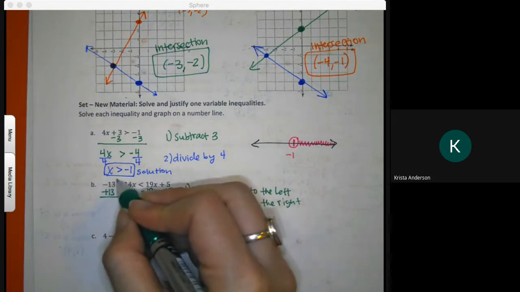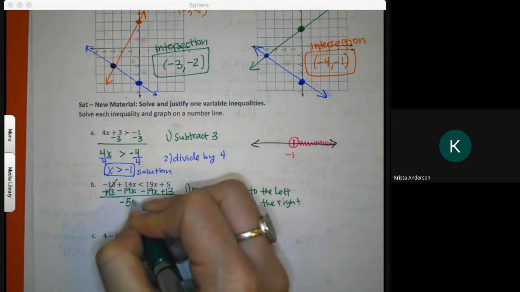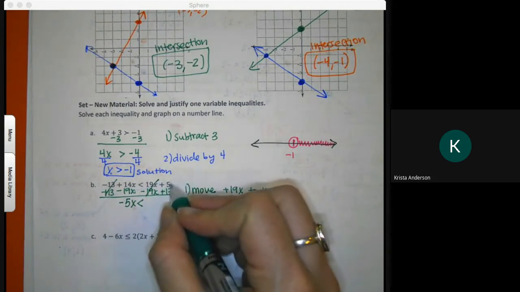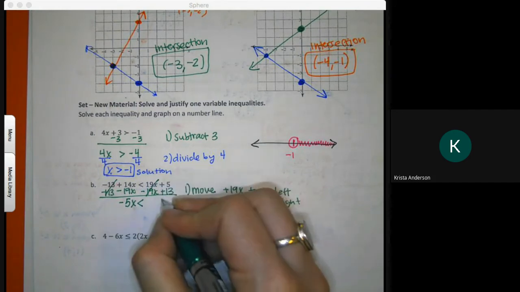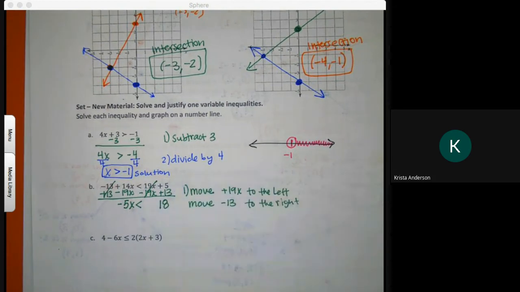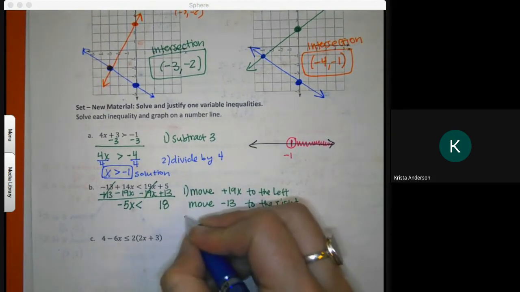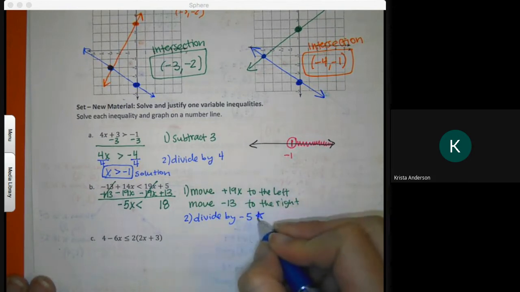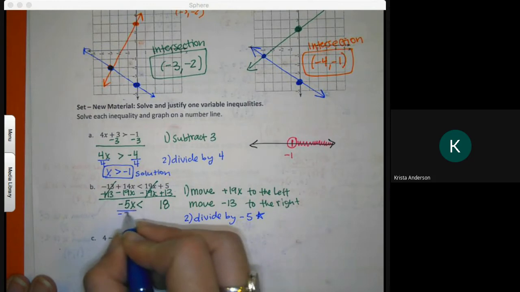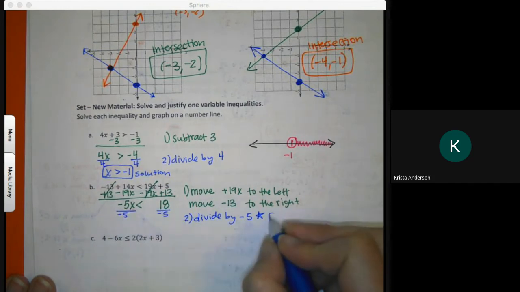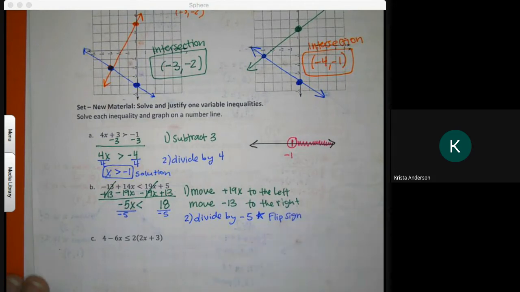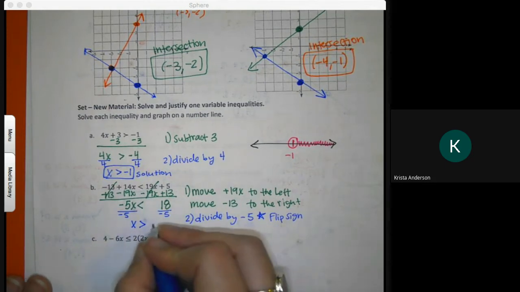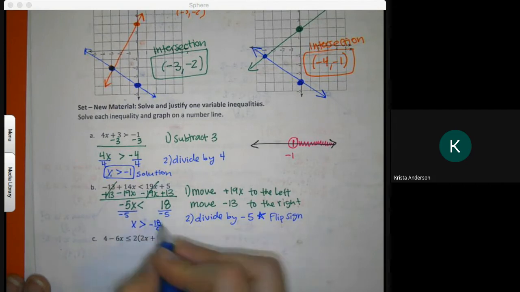That gives me, cancel, -5x bigger, or sorry, smaller, cancel 13, 14, 15, 16, 17, 18. My second step, I then divide by the -5. What do I have to do when I divide by a negative? Yep, I need to flip the sign, which gives me x flip 18 over 5. That can't reduce. I'm just going to leave it as 18 over 5.